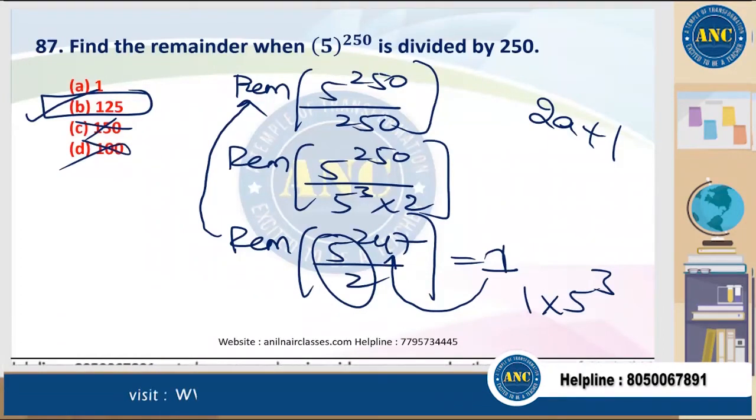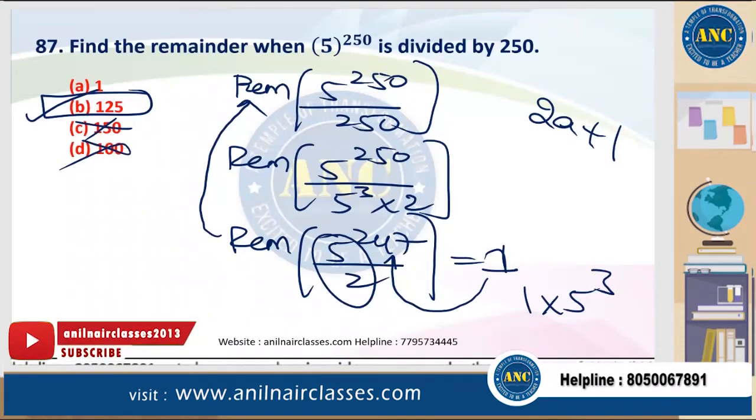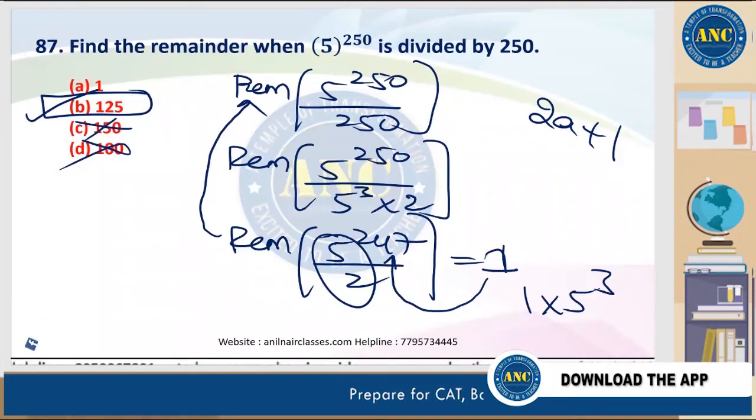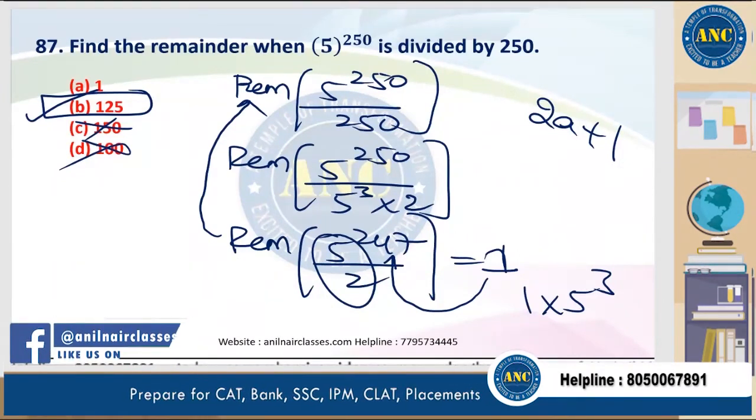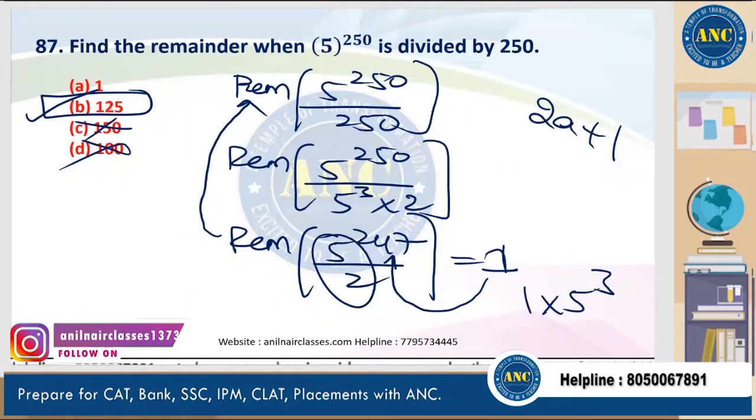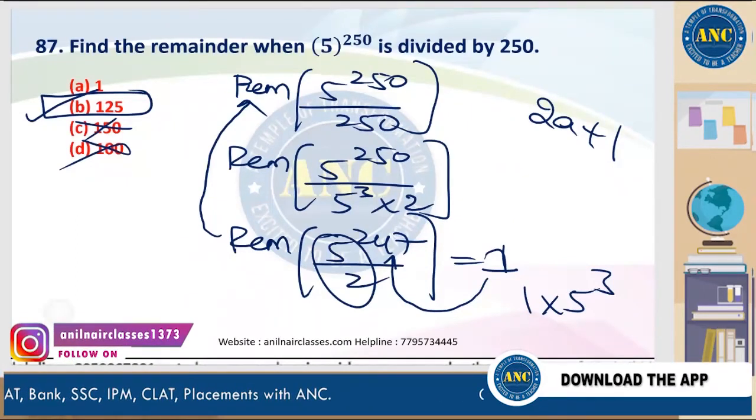When the numerator and denominator are not co-prime to each other, how to solve? So 250 is 5 cube into 2. 5 power 247 by 2, 2 2s are 4, 1. 1 is for 5 power 247, but I want it for 5 power 250, so into 5 cube.